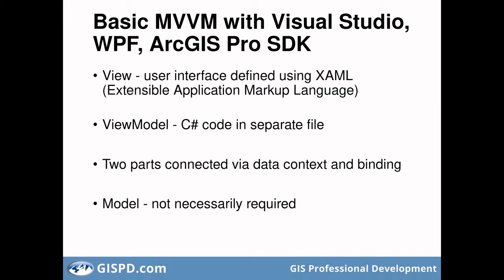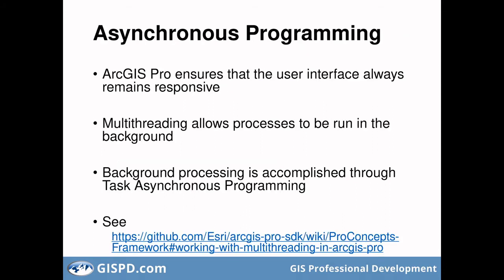With WPF, the view is created using a language called XAML, which you'll see soon. The view model is developed using C#, and the two parts are related by a data context and by binding. In simple terms, think of a set of labels in the view, with each having a matching label in the view model. A label in the view model is then attached to relevant functionality. The model isn't necessarily required, and I don't have one for the feature navigation add-in.